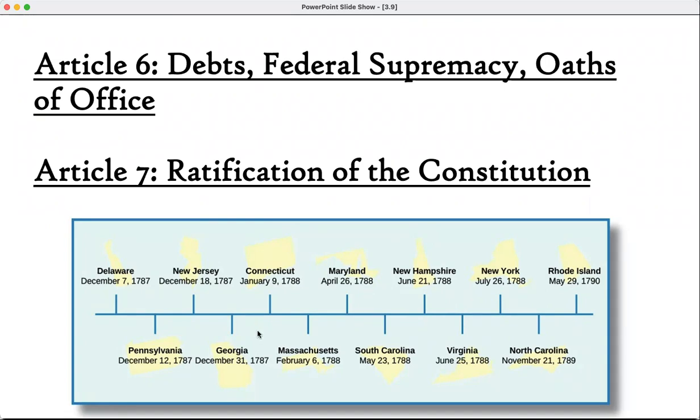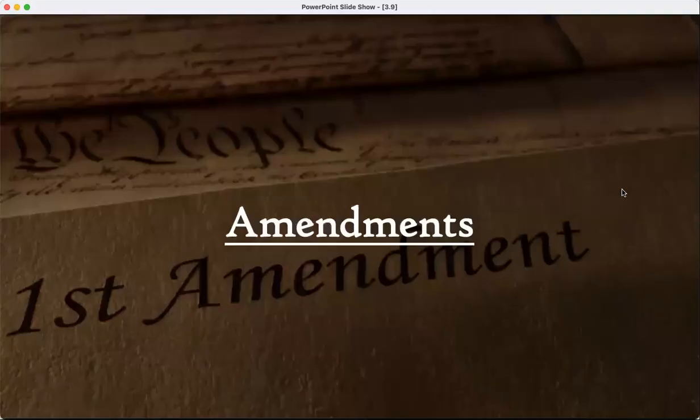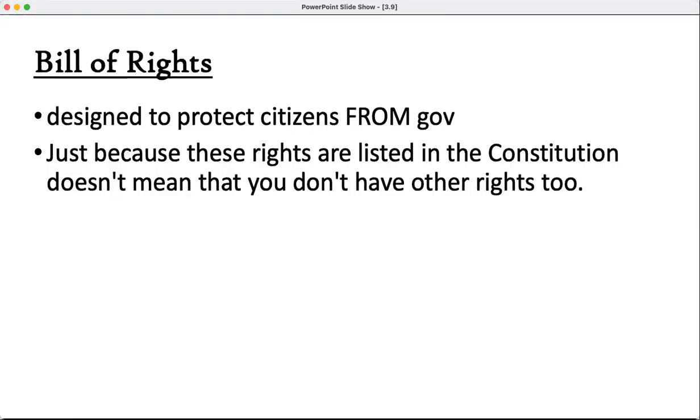So first we had Delaware, then Pennsylvania, New Jersey, Georgia, Connecticut, Massachusetts, Maryland, South Carolina, New Hampshire, Virginia, New York, North Carolina, and Rhode Island was the last one in 1790. All right. I know it's been a lot of me talking, but let's just quickly go through the amendments.